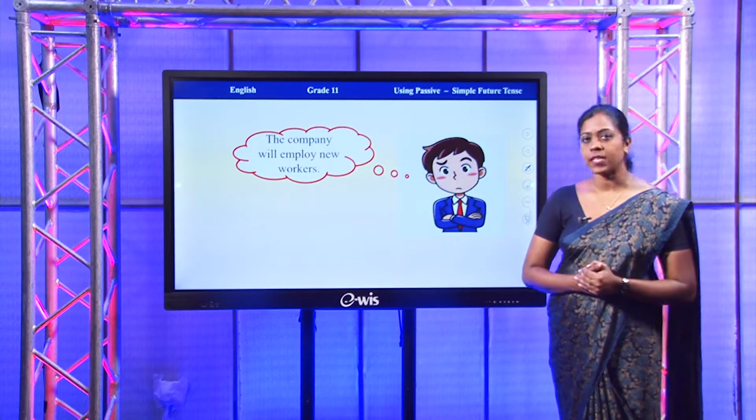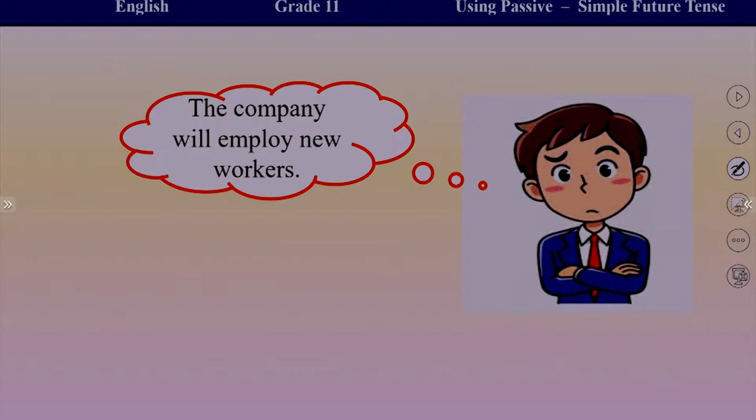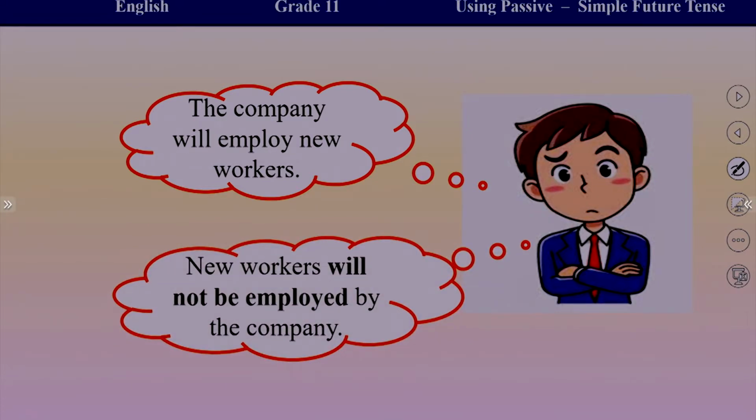And another sentence, the company will employ new workers. Will this happen? No, the company will not employ new workers. So how are you going to change it into passive? Just like this. New workers will not be employed by the company.